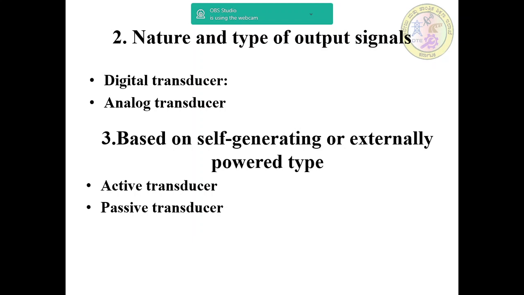And then passive transducers are those which require some external power for producing output signals. These passive transducers are also known as externally powered transducers. For example, we will take thermistors and differential transducers.